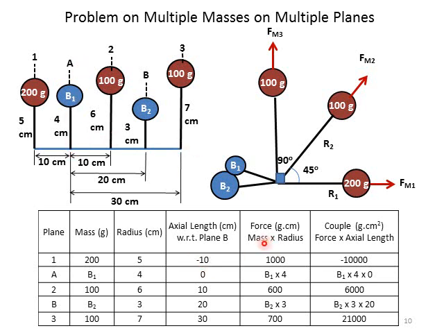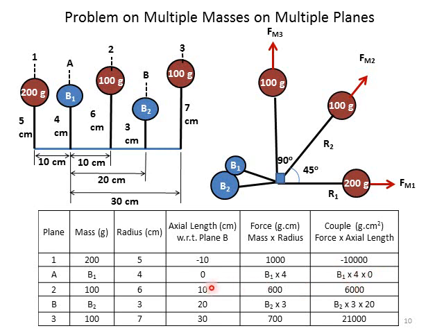Force can be calculated by multiplying mass with radius. So 200 into 5 is 1000, B1 into 4 is B1 into 4, 100 into 6 is 600, B2 into 3 is B2 into 3, 100 into 7 is 700. Couple can be calculated by multiplying force with axial distance. Here 1000 multiplied by -10 is -10,000, with the minus sign. B1 into 4 multiplied by 0 is 0, so this couple will be equal to 0.